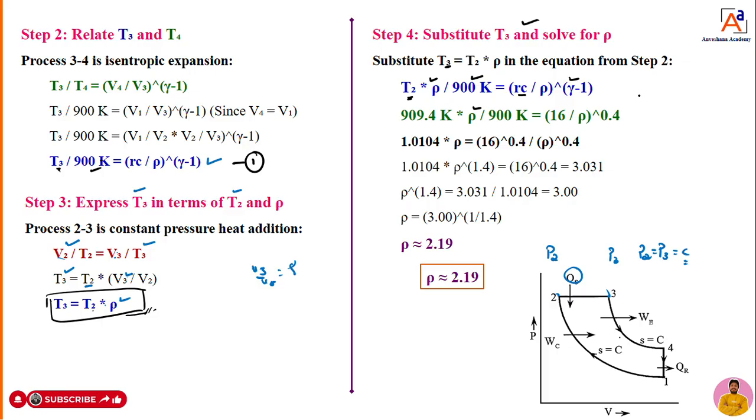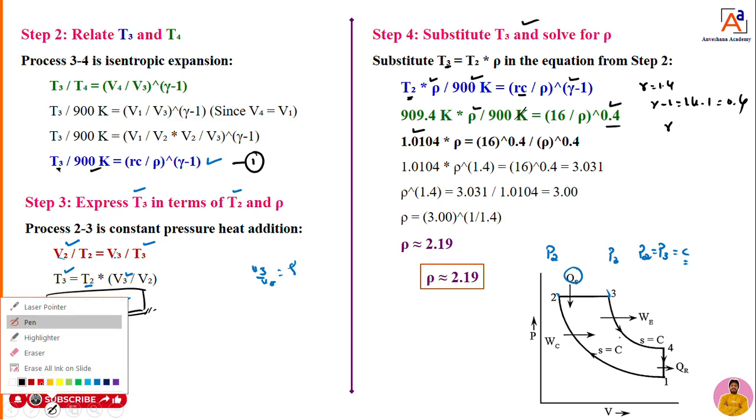Then gamma minus 1, gamma is equal to 1.4, right? If it is gamma minus 1, then 1.4 minus 1 is nothing but 0.4. So the same thing, I'm substituting here 909 divided by 900 Kelvin. But don't confuse, this K represents Kelvin here. There is no other parameter or factor. So therefore 909 divided by 900 will be 1.0104.